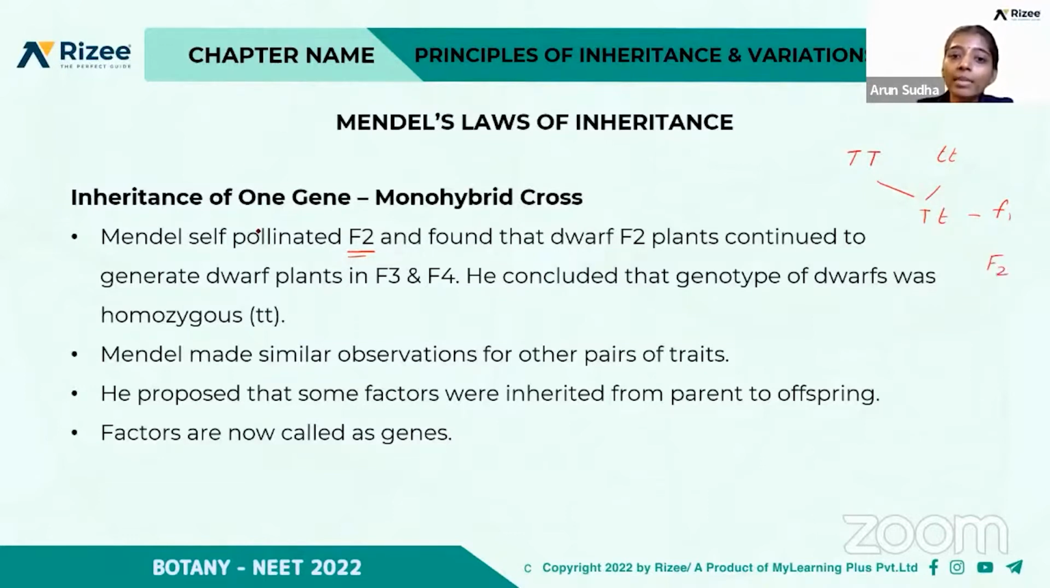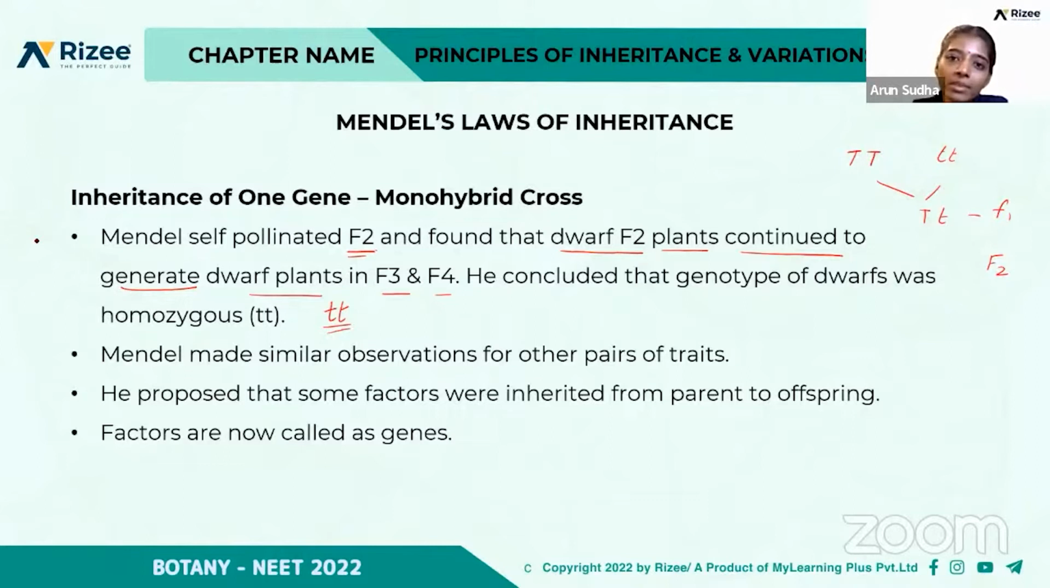Right? So he self-pollinated F2 and found that dwarf F2 plants continue to generate dwarf plants in F3 and F4. He tried with the third and fourth generation, and found the production of only dwarf plants. So he concluded that the genotype of dwarfs was homozygous. The dwarfs were expressed only in the homozygous condition, that is small t, small t.